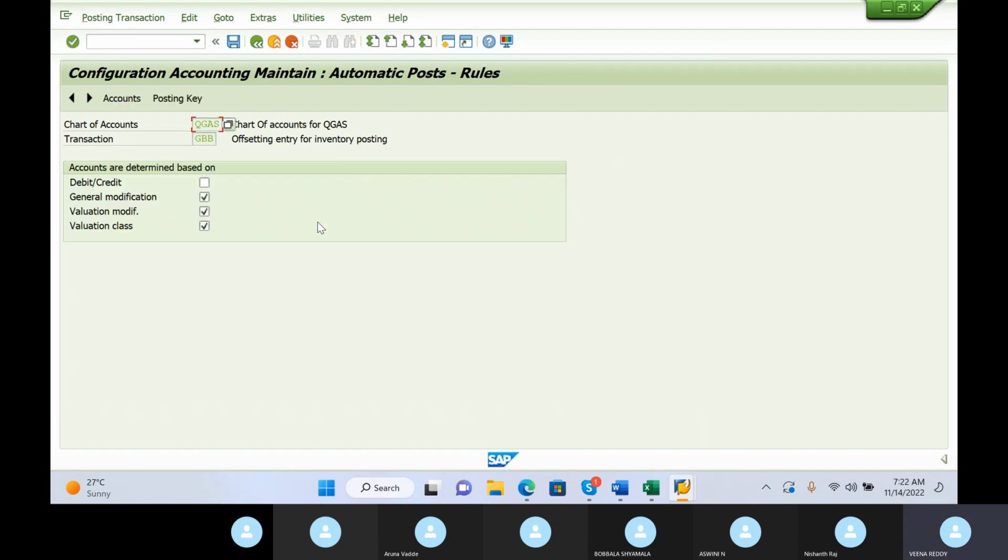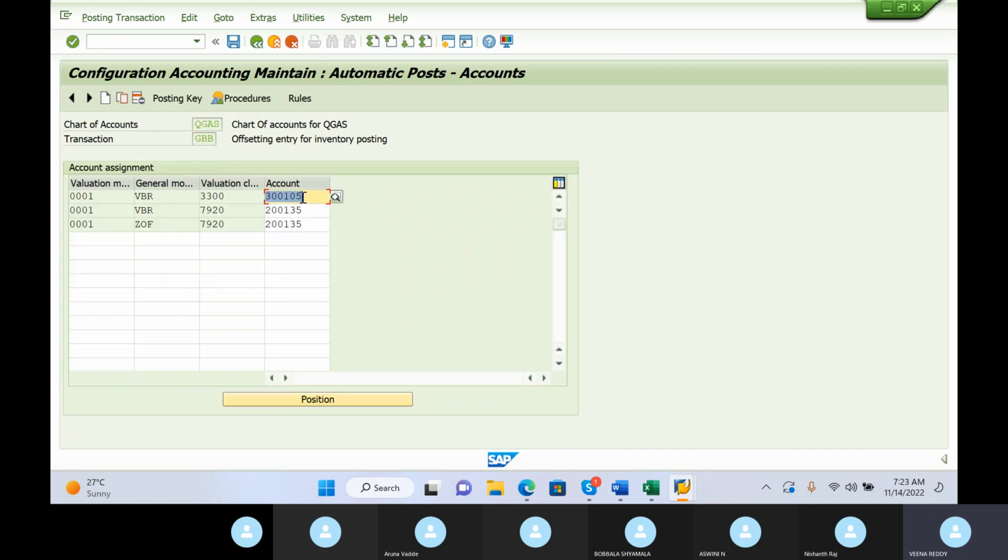Okay, here we'll maintain the rules for offsetting entries: general modifier and valuation class. In some cases we don't configure with the valuation modifier, we take only the general modifier and valuation class. In some cases we are not maintaining plant-related settings, it is only at department level. In that case we'll take this general modifier and valuation class, and only this combination will maintain the GL account. But in most cases they will maintain the valuation modifier also.